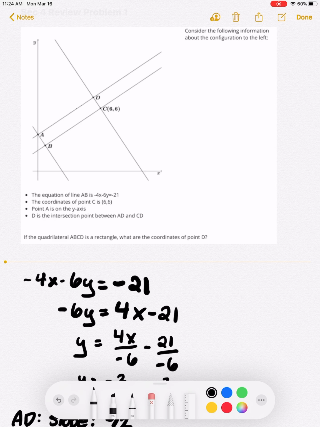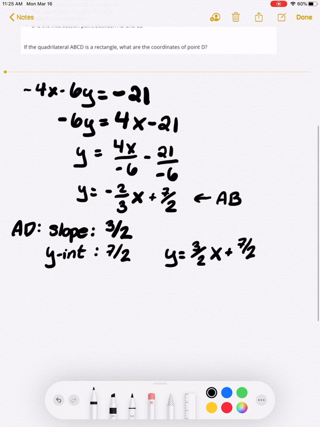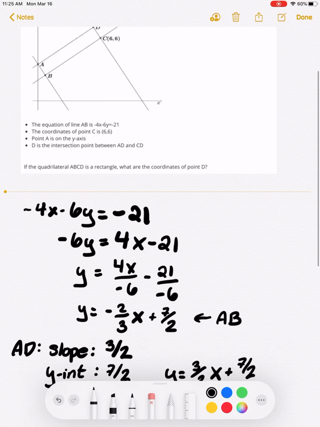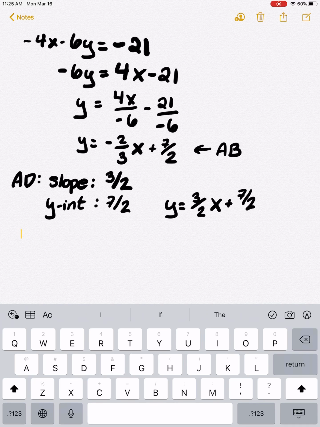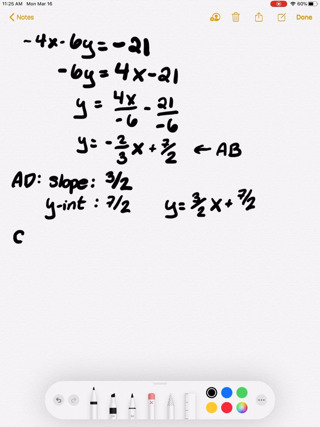So notice that AB and DC are parallel. So I know that the slope of DC needs to be the same as the slope of AB. Also, DC goes to the point 6, 6. So the slope of AB is minus 2/3. So CD, oops, I'm still getting used to this technology. CD, the slope is going to be minus 2/3.